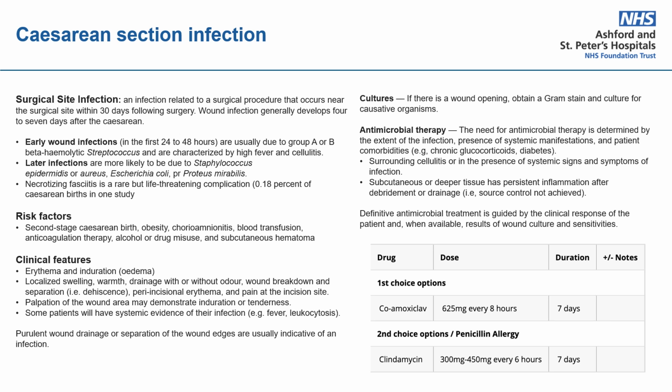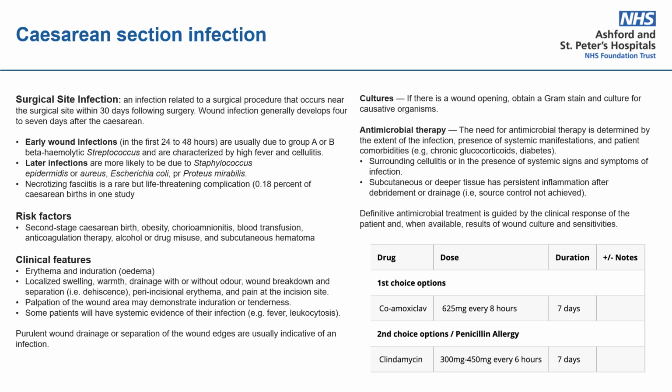The clinical features of surgical site infection include erythema and induration, localized swelling, warmth, wound breakdown, dehiscence, and pain at the incision site. On palpation of the wound, the area may demonstrate induration or tenderness. Some patients will have systemic evidence of their infection, for example, fever and leukocytosis. Purulent wound drainage or separation of the wound edges are usually indicative of an infection. If there is a wound opening, then a gram stain and culture for causative organisms should be obtained.